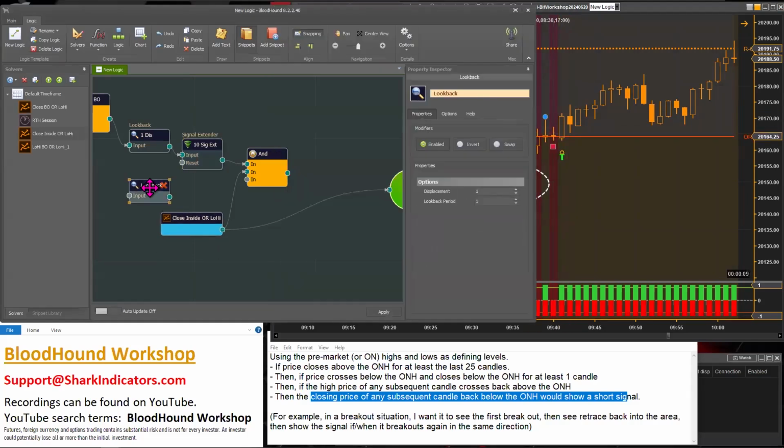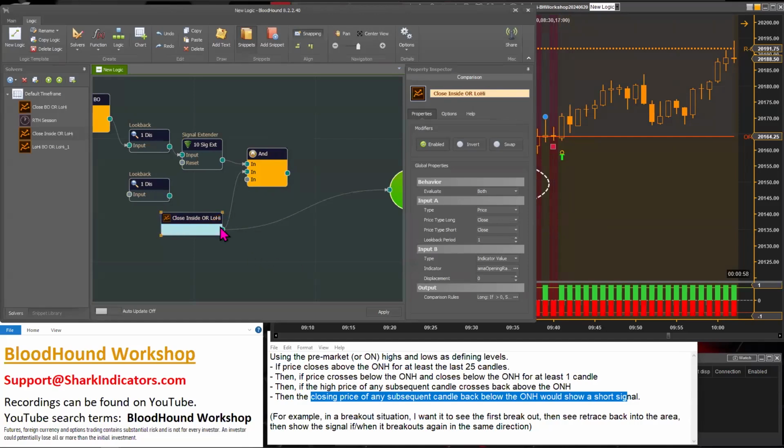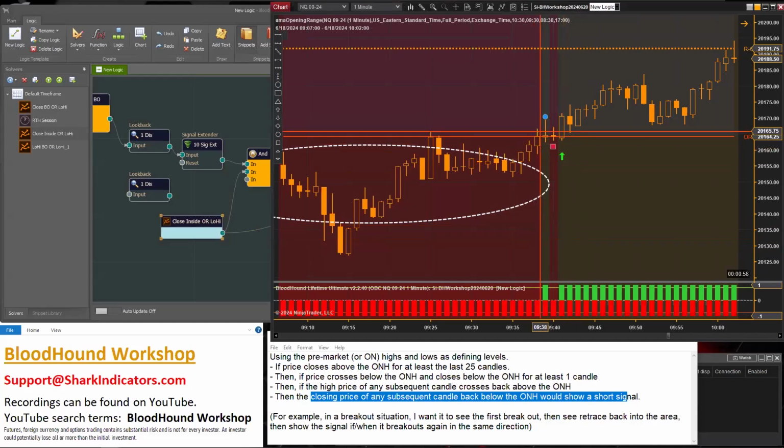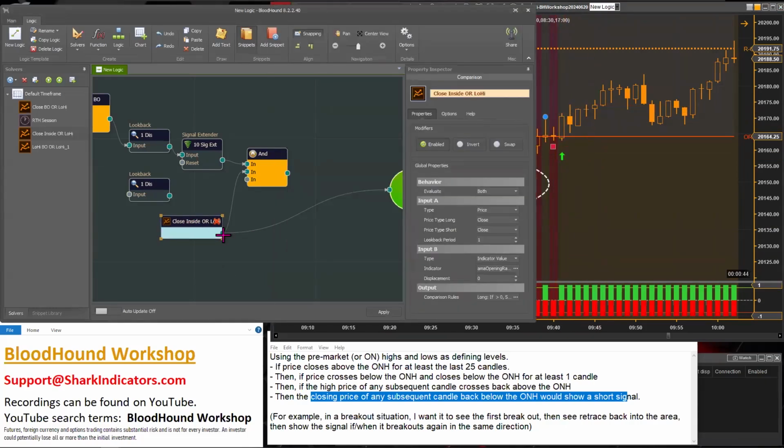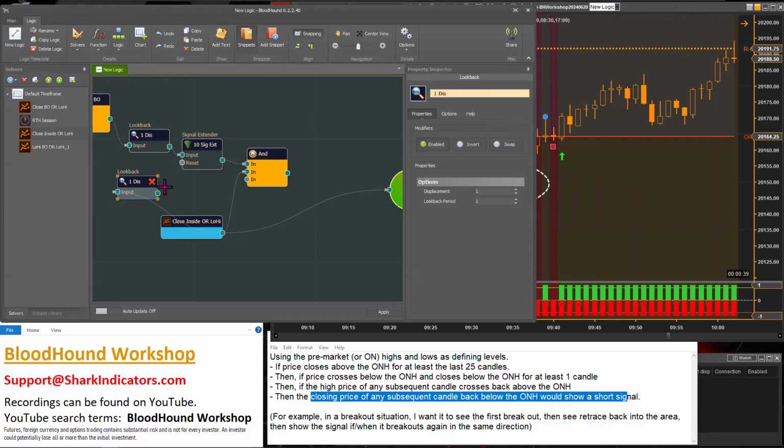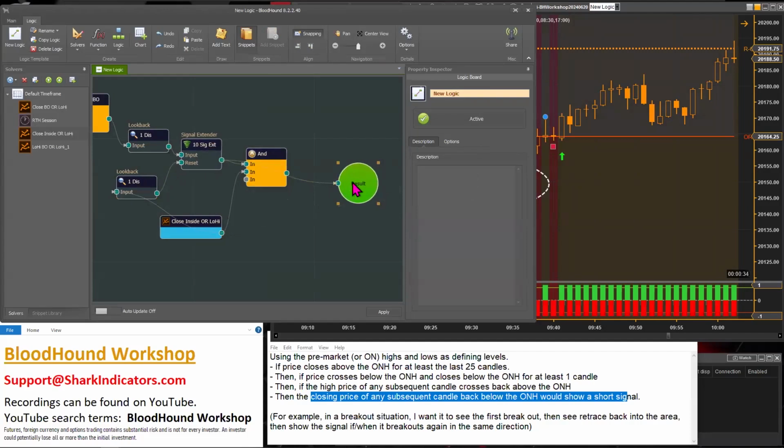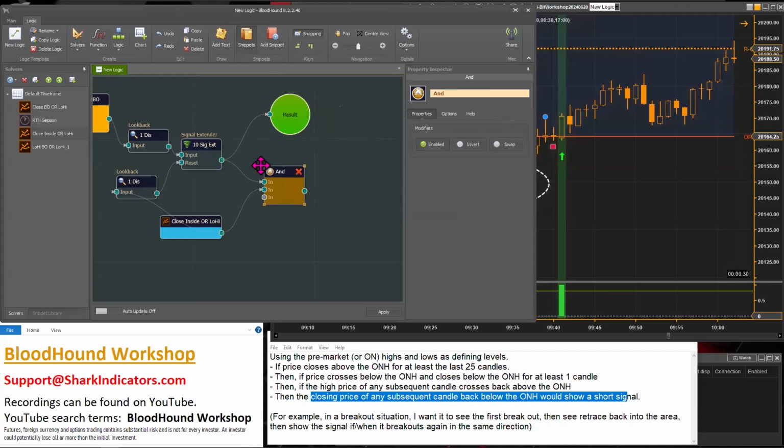So this look back node, again, I'm going to use the displacement function. Yep, use the displacement function. And so I can take this comparison solver, which is identifying when the close is inside the range. I'm getting a long output when the close is inside that range. So I can feed that into a look back and then feed that into the reset here. So let's take a look at our signal extender.